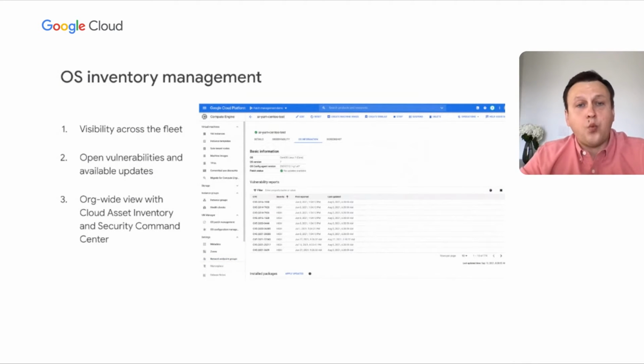OS Inventory. Once agents are enabled, OS Inventory starts collecting data on what is running inside of your VMs. OS Inventory contains data on operating system details like name and version, open OS vulnerabilities, available and installed updates, and applications. We also send this data to Cloud Asset Inventory, BigQuery, and Security Command Center. These Google products provide a centralized organization-wide view of your environments.